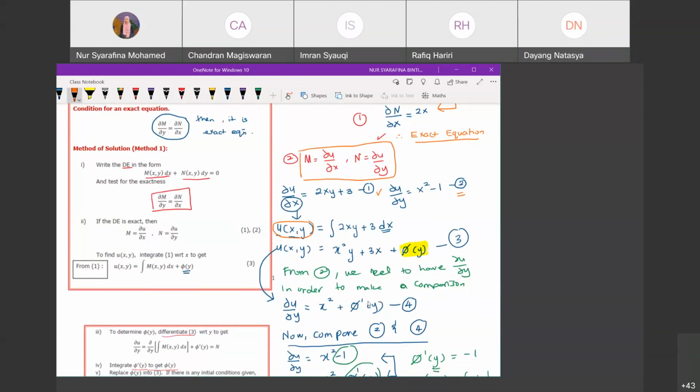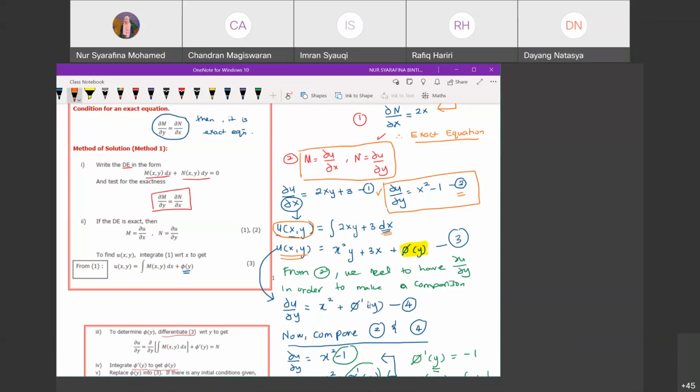For method number 1, we just choose any del u between the first and second equation, and we integrate. If you choose del u del x, you integrate with respect to x. If you choose del u del y, you integrate with respect to y, depending on the function simplicity. And then once you obtain u, you need to differentiate with respect to the variable that is left to compare. So before this, you have del u del x, you integrate. And then we still have del u del y.